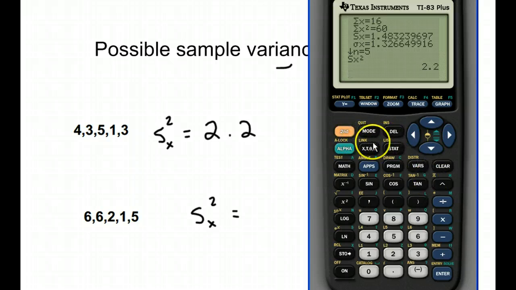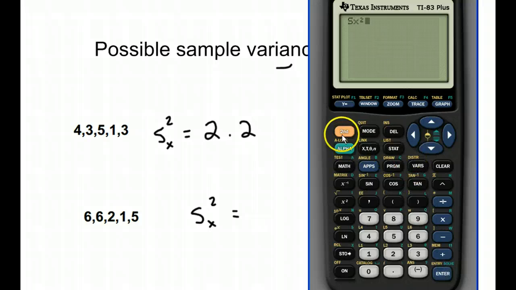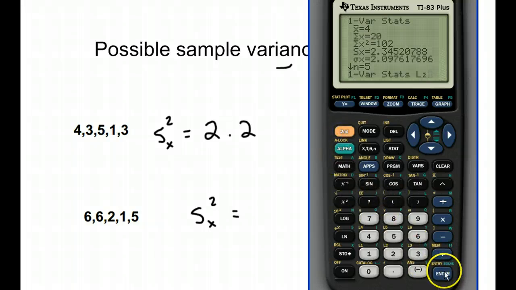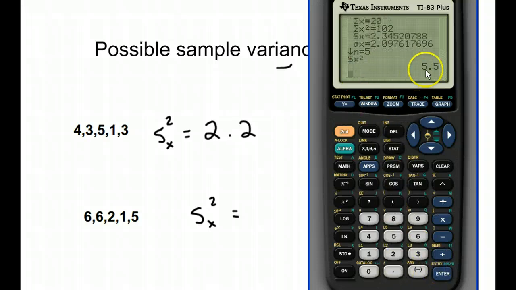Okay, and then for the other one, I need to do the same thing I just did. Let me clear this out. I need to do the same thing I just did, except I'm going to tell it list 2 instead of list 1, because my other data set was stored in list 2. Okay, so now there is the standard deviation of the other data set. Alright, I'm going to go back and tell it to square the standard deviation. Alright, and I get 5.5.